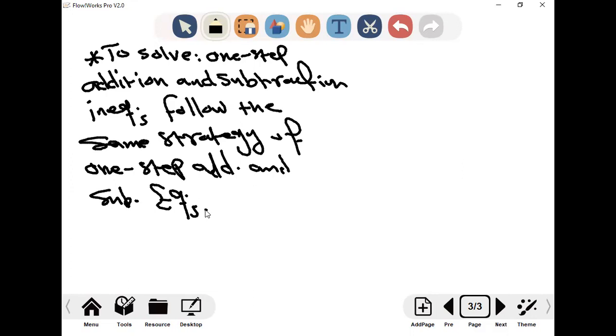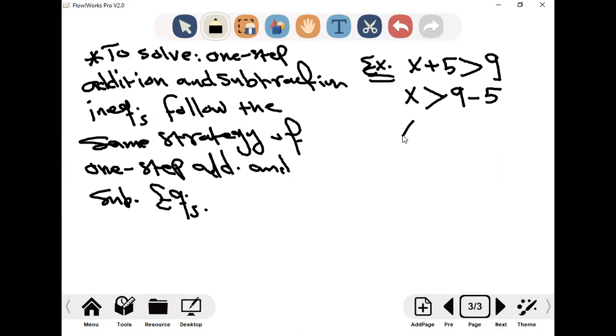For example, if I want to solve x plus 5 is more than 9, our variable is x, right? The connected number shifted to the other side will be minus 5. So x comes down, more than comes down, 9 minus 5. I'm doing the same strategy of one-step addition and subtraction equations. So x is more than what? 4. This is the solution.